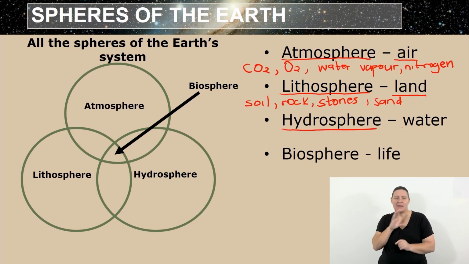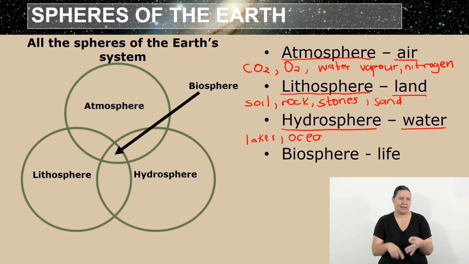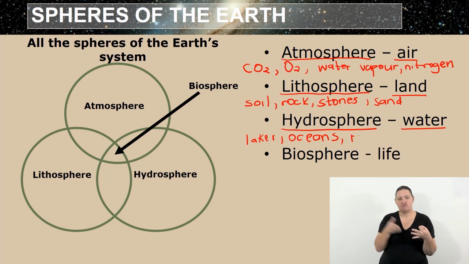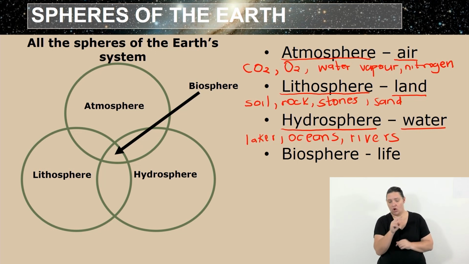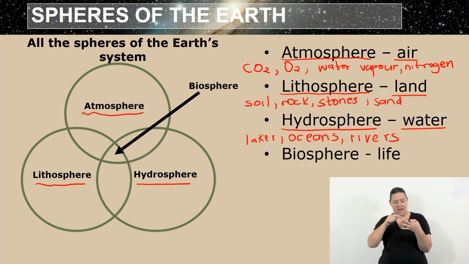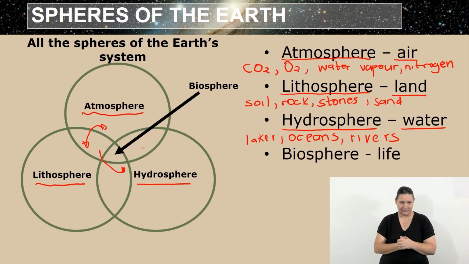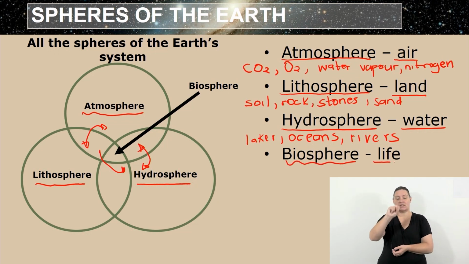The hydrosphere consists of the water that we find everywhere on the earth. We find the water in the lakes, in the oceans, and also in the rivers as well as dams. Okay, so if you look at the 3 spheres that I've just mentioned, the atmosphere, the lithosphere, as well as the hydrosphere, you can see in my diagram that all these spheres are interacting with each other. Because they are interacting with each other, that's where we find the biosphere, which is the life on Earth.